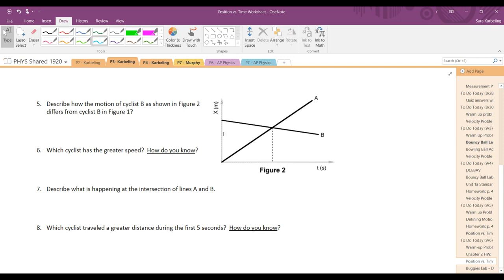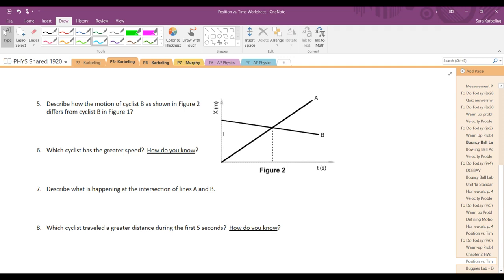All right, we need to do names first, please. Hold on. Everybody else needs to be quiet. I'm Weston. I'm Dawson. I'm AJ. I'm Haley. And the question was, which cyclist has the greater speed? How do you know? We said A has greater speed because it has a steeper slope. What do you guys think?